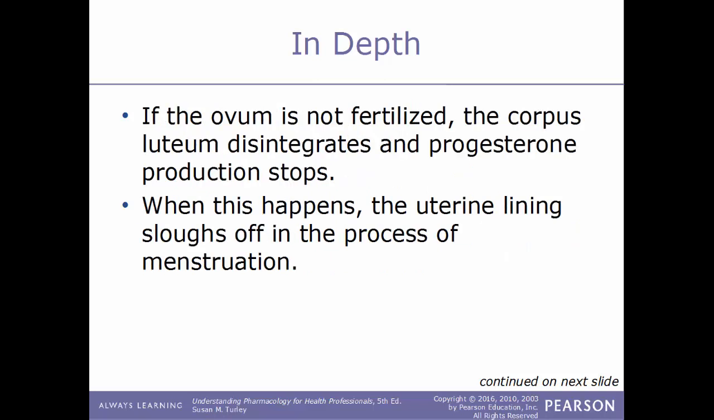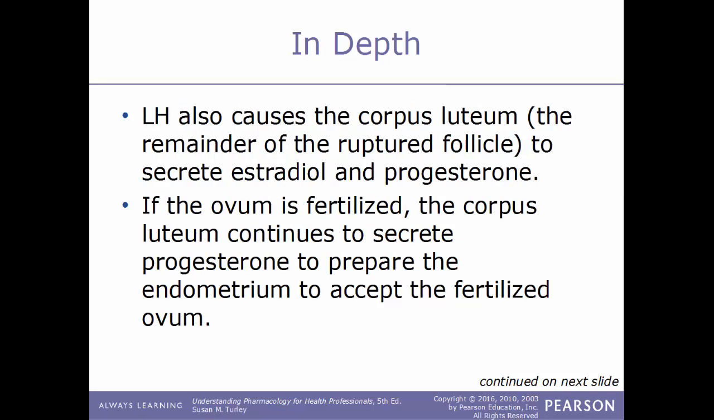If the ovum is not fertilized, the remains of the follicle, called the corpus luteum, will disintegrate and progesterone production will stop. When this happens, the uterine lining will lose its source of oxygen and the tissue will die, and then slough off in that process of menstruation. LH also causes the corpus luteum to secrete estradiol and progesterone. So if the ovum is fertilized, the corpus luteum will continue to secrete progesterone to prepare the endometrium to accept the fertilized ovum.